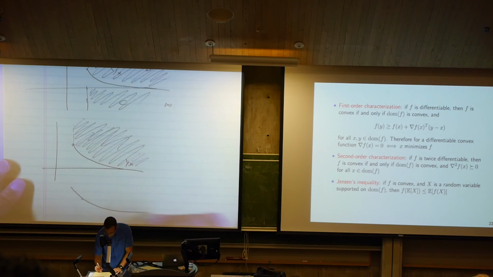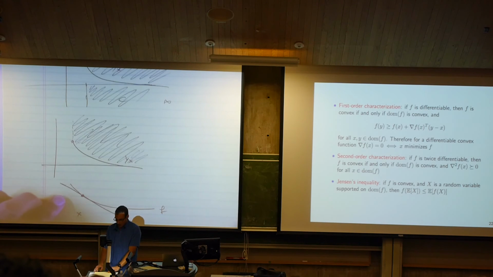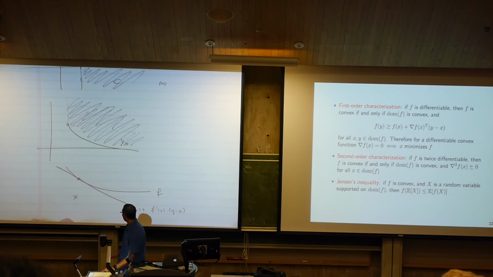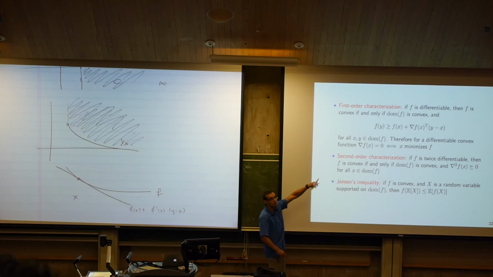So here's a function f. Here's a point x. Here is its tangent line. I can think of this as f of x plus, in one dimension, f prime of x times y minus x. That's the equation for this line as I let y vary. And f is convex if and only if the function lies above its tangent line. So f of y is bigger than or equal to this thing for all y. This is just the multivariable version of that.